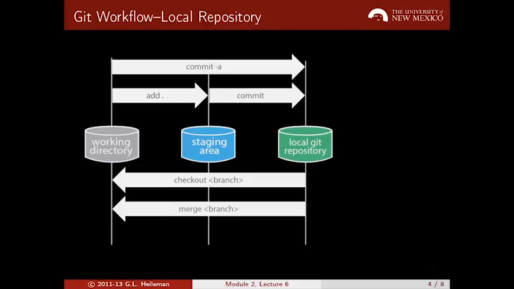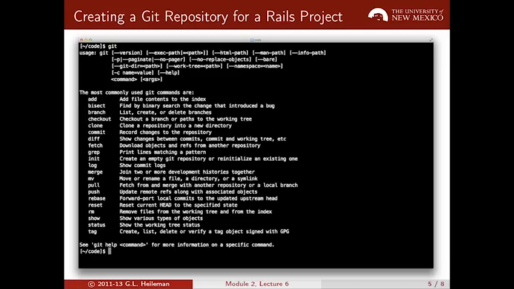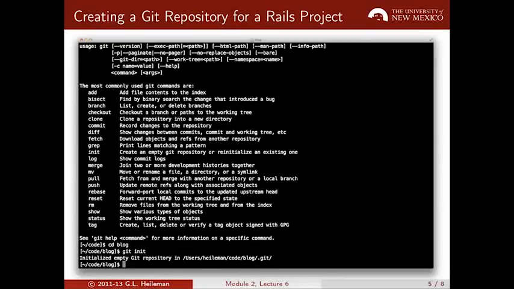Next, let's see how you can install Git and get it working within your Rails application. So let's create a Git repository for our blog application. First, let's ensure that Git is installed on our system. If I type git, you'll see that there's a list of commands available to us. Next, let's cd to the blog directory, which is the root of the Rails application. This is where you want to create the Git repository. And we're going to use the init command to create an empty Git repository. So if I type git init, it'll do that for me.